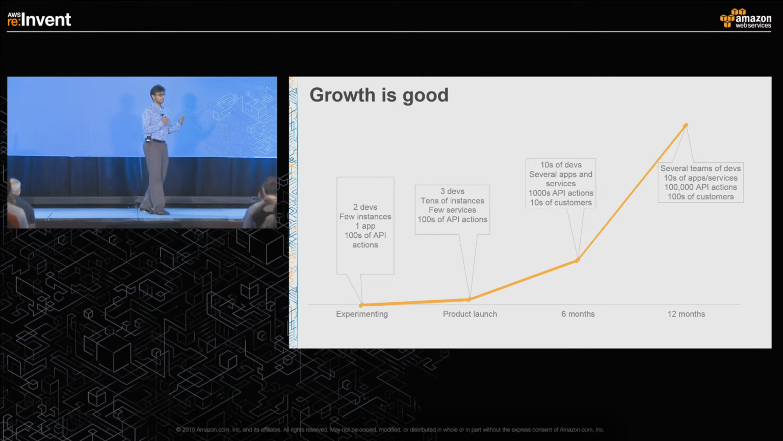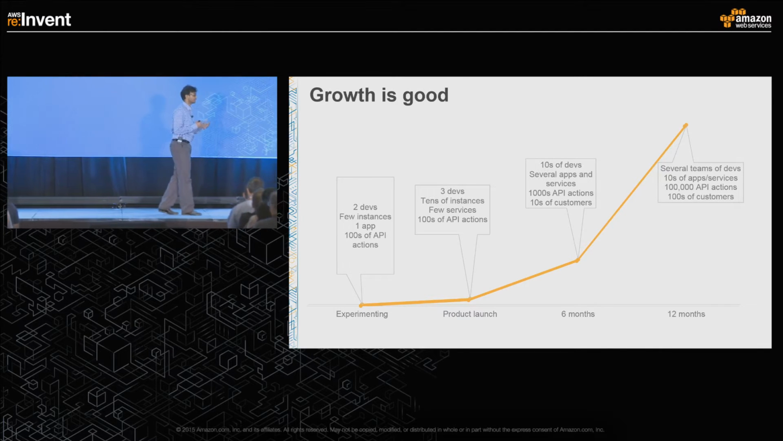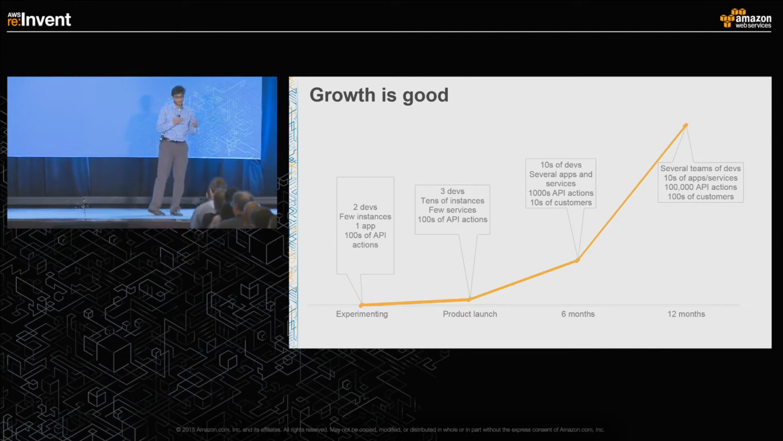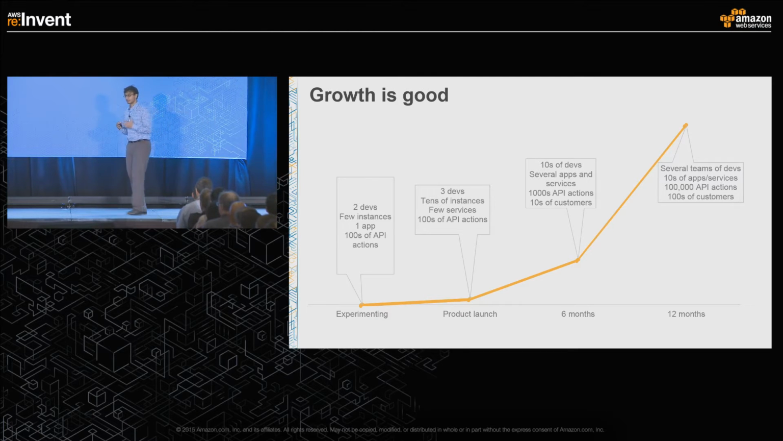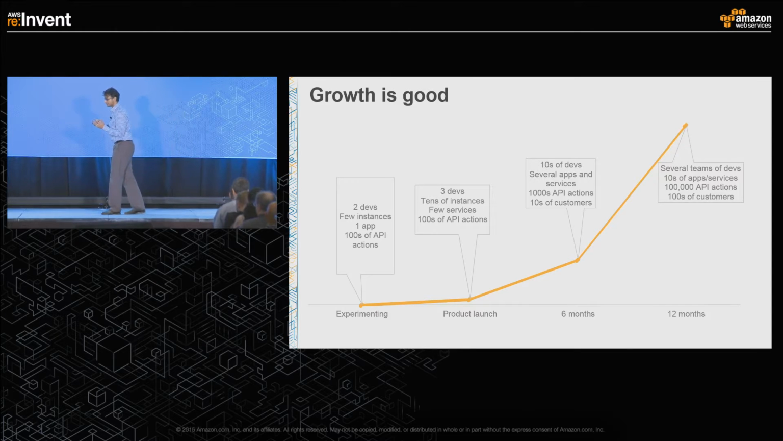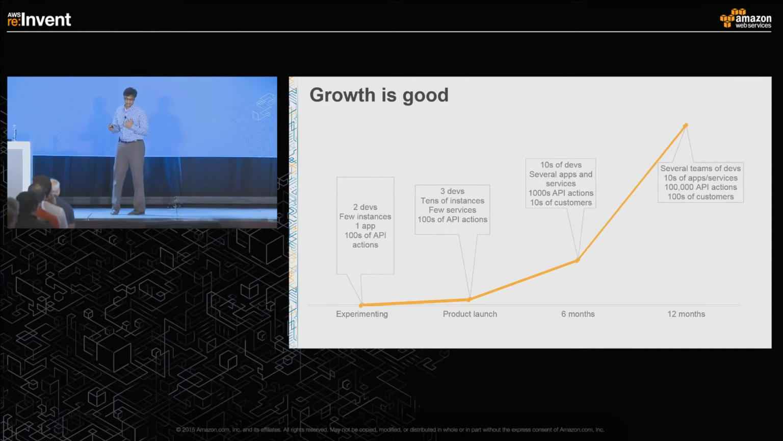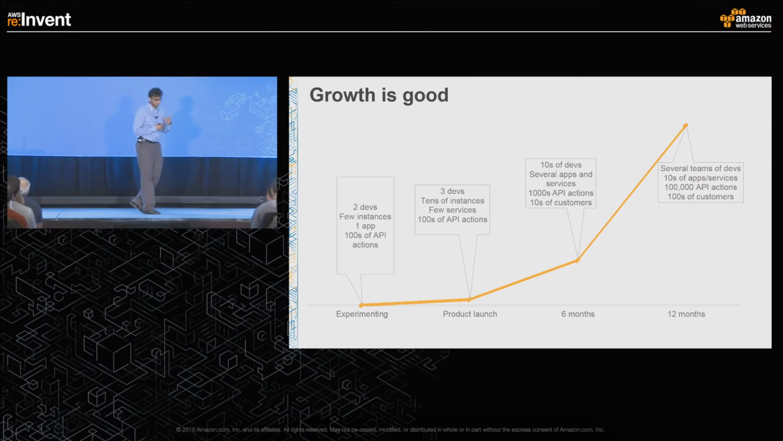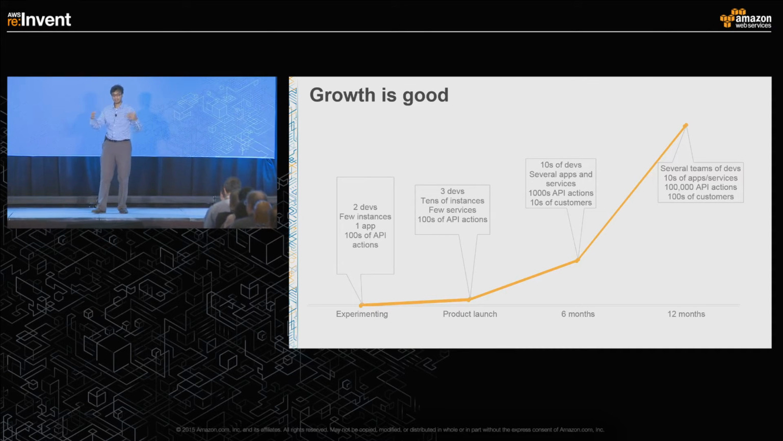They're in the phase early on where they're experimenting. There's two developers on the project. They're trying to figure out how they're going to use AWS, what products they're going to build. And they have a few instances. They make a few API calls. It's typically a single application. And then they launch the product, or they launch the company if it's a startup. And you have several developers. You get a lot of attention. You start building out your services.